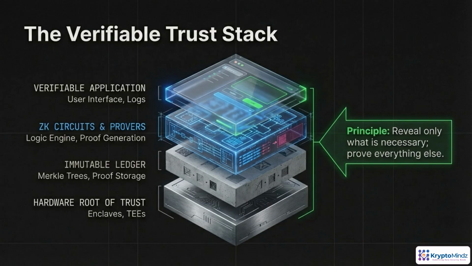A helpful way to think about all this is as a 4-layer verifiable trust stack. At the bottom, hardware roots of trust and enclaves protect keys and execution from tampering. Above that, an immutable ledger with Merkle trees anchors history and stores proofs. On top, zero-knowledge circuits and provers generate evidence that computations followed the rules. Finally, the application layer exposes a user interface and logs that reference those proofs. The guiding principle across the stack: reveal only what is necessary, and prove everything else cryptographically.